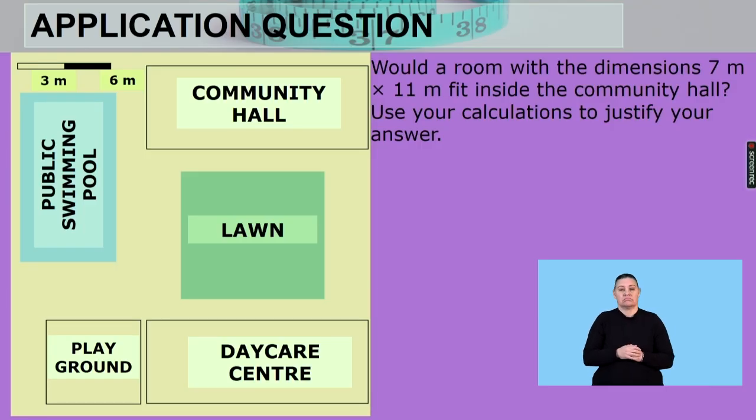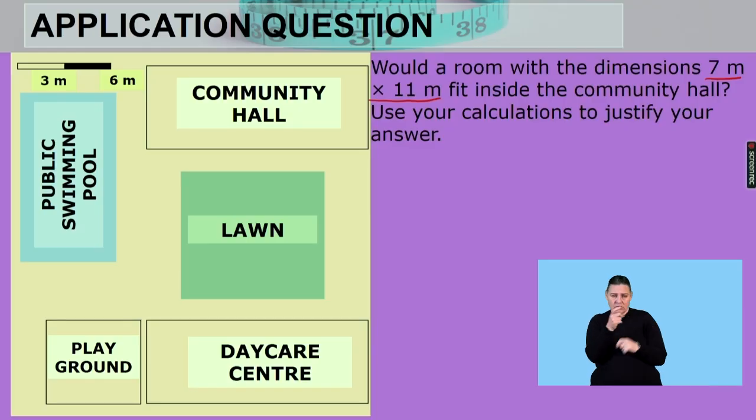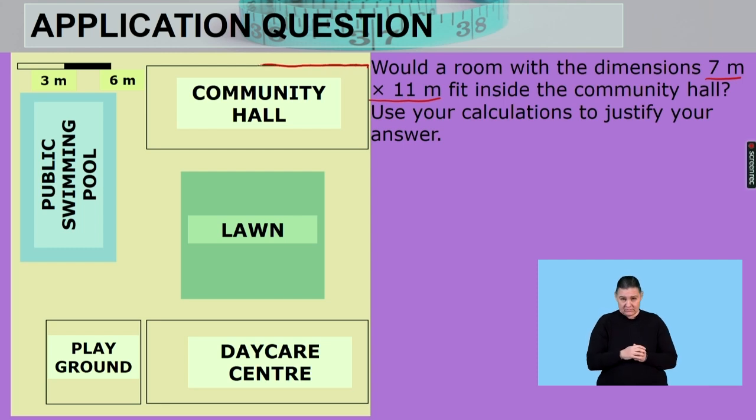Excellent. Very nice work. So, what else do we need to do? With the dimensions of 7 meters by 11 meters fit inside the community hall. Use your calculations to justify your answer. All right. Now, what does that mean? Here's a community hall right there. Okay, there's the community hall. And what we're saying is we actually want to get a room to fit inside that. And that room needs to measure 7 meters by 11 meters.